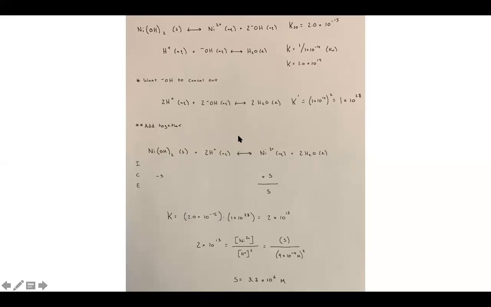So this Ksp value, 2 times 10 to the negative 15th, multiplied by the equilibrium constant of this water equation, right? Our ions, H plus and hydroxide, going to water. Okay, so for this overall equation, our equilibrium constant is equal to 2 times 10 to the negative 15th times 1 times 10 to the 28th power. And so our overall equilibrium constant is 2 times 10 to the 13th.